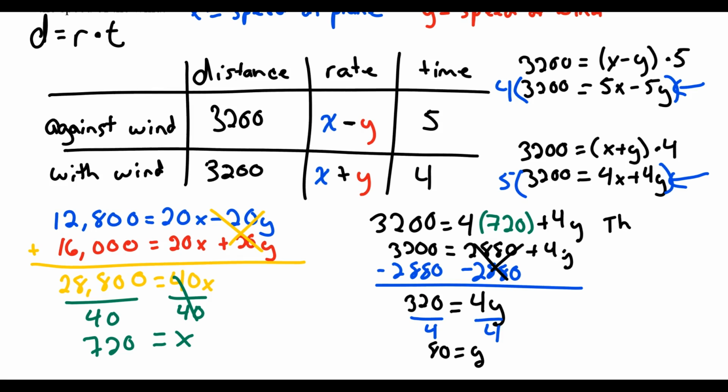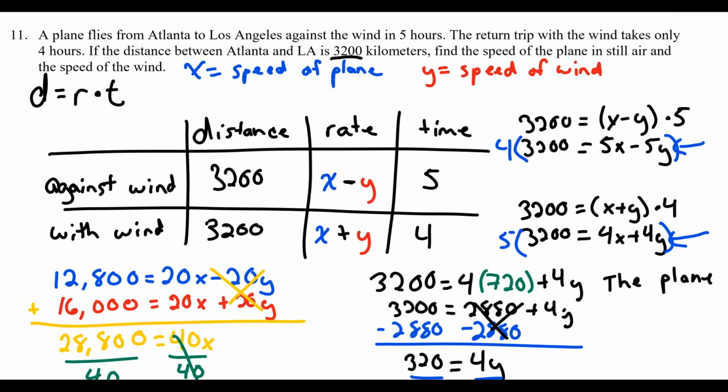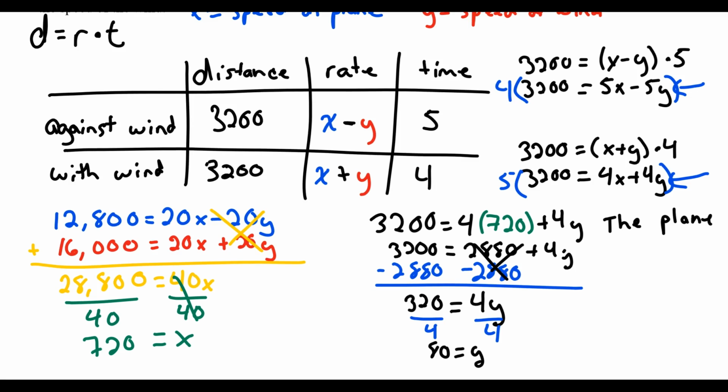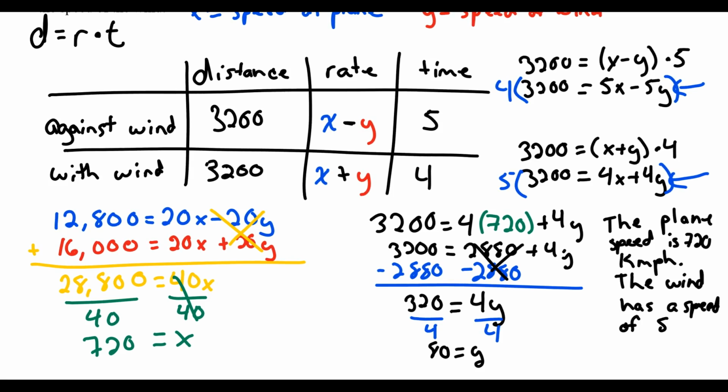So the plane, remember, go back up and let's see here, the plane was the x. So the plane speed is 720 kilometers per hour. The wind has a speed of 80 kilometers per hour.